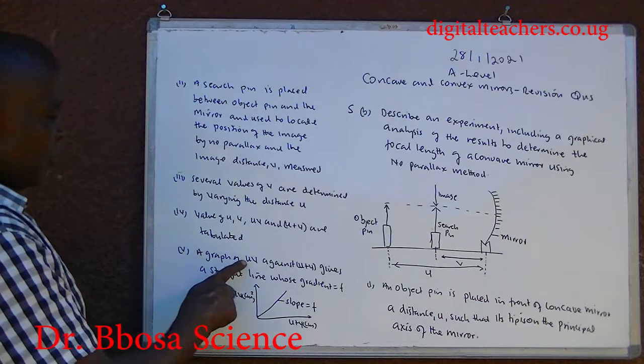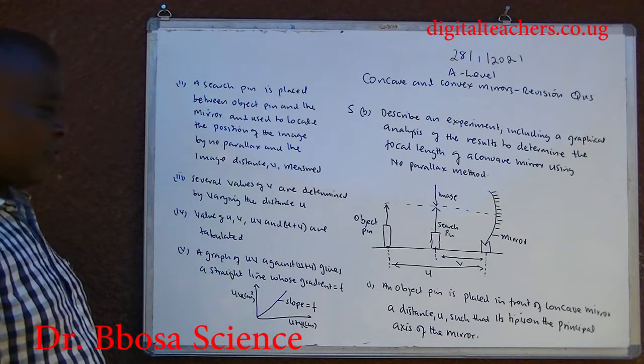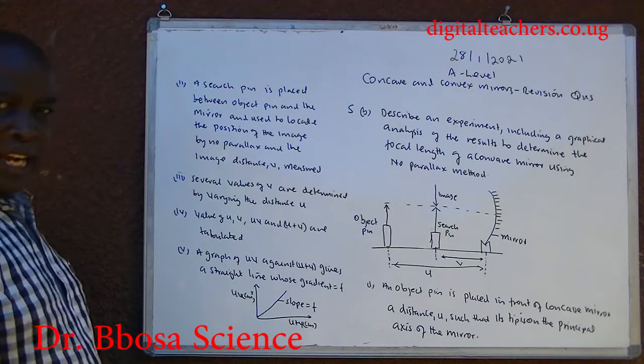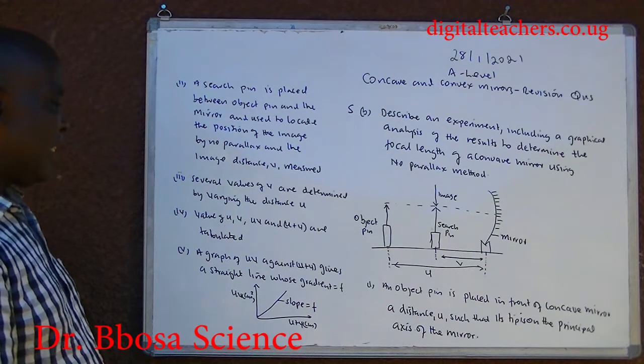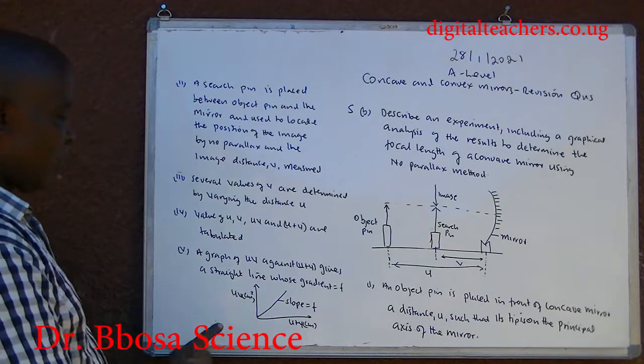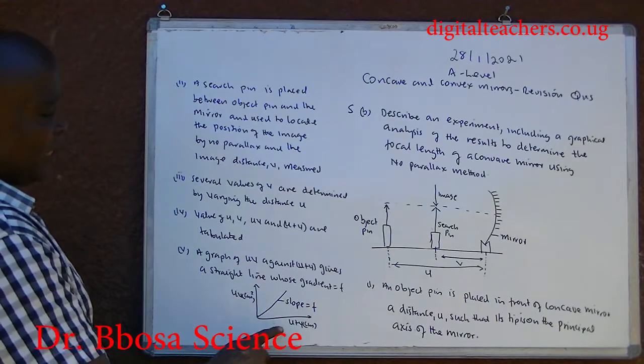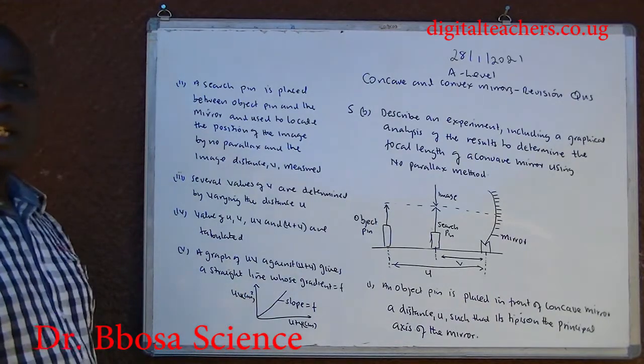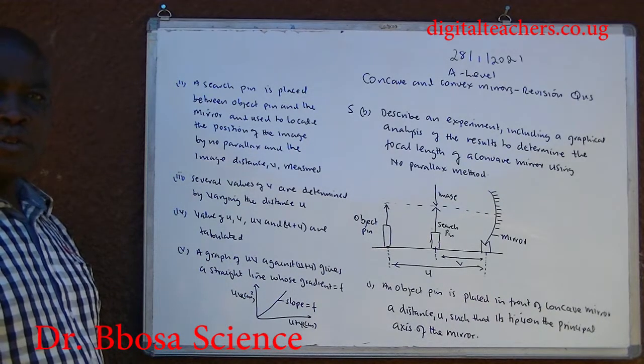A graph of uv against u plus v gives a straight line whose gradient is equal to the focal length f. So when you plot uv against u plus v, you get a straight line whose slope is equal to f.